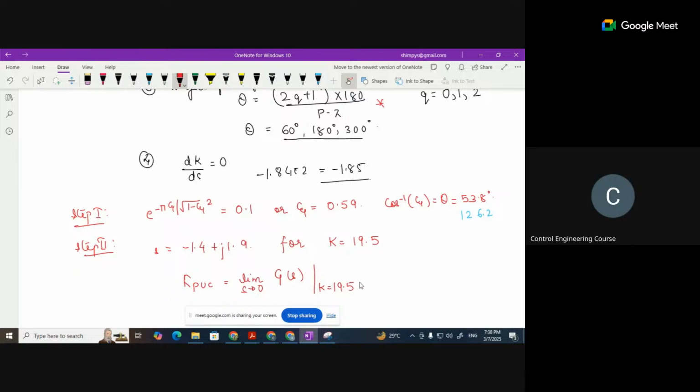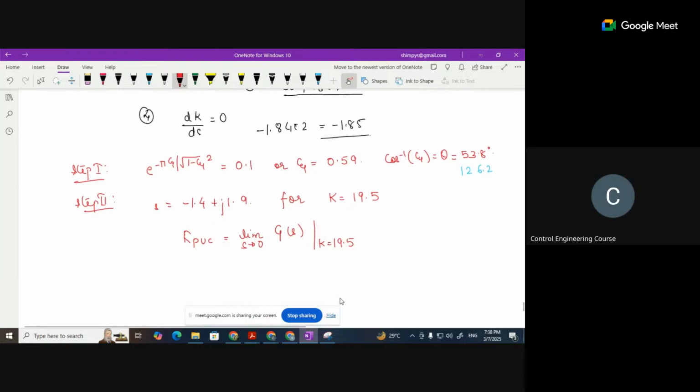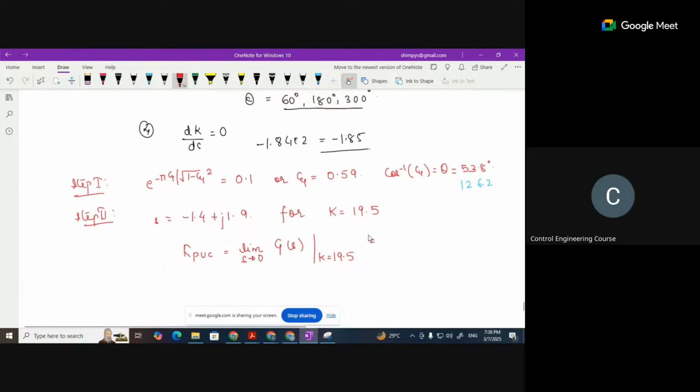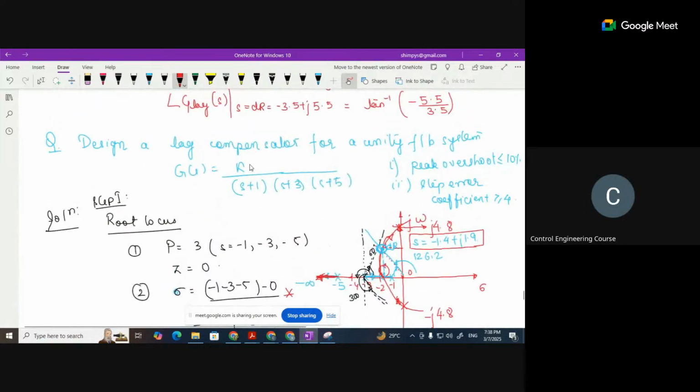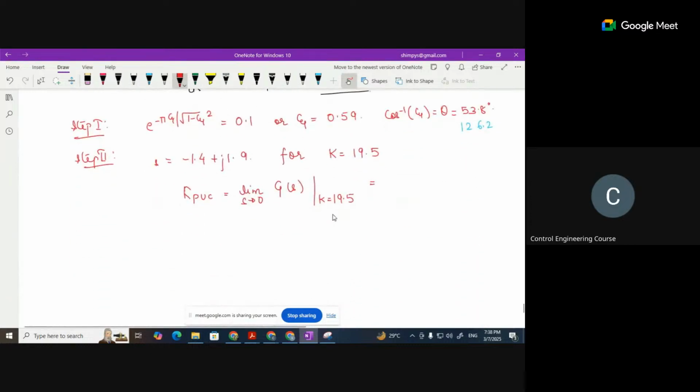Okay, got it. So if I put the limit s equals 0 in my transfer function, you can see here it is 1 into 3 into 5, that is 15, and this is 19.5 divided by 15. So I get the step error coefficient as 1.3. This is the step error coefficient that is asked in the problem.